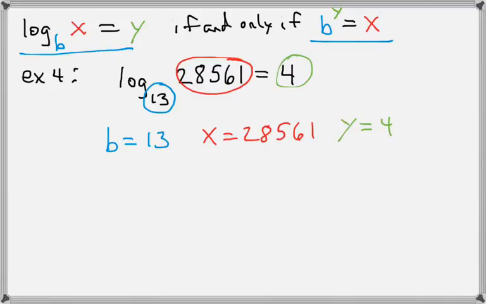Once we have these pieces, we can go ahead and convert it to exponential form. We then have b, which is 13, raised to the y, which is 4, is equal to our x, which in this specific example is 28,561. So we have successfully converted this logarithmic equation into its corresponding exponential form. Let's look at another example.